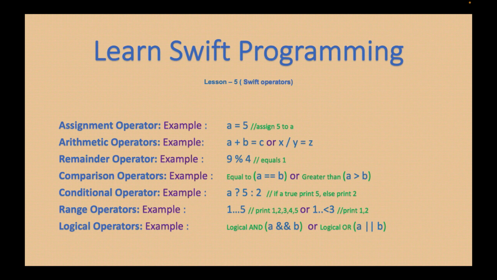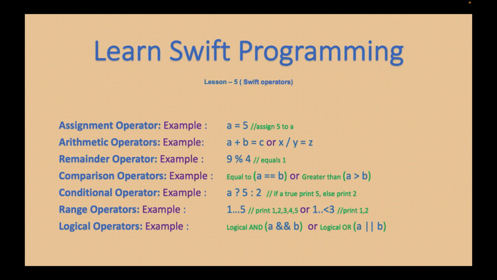Similarly, next is arithmetic operator. Arithmetic has functions like addition, subtraction, multiplication or divide. For example, if I say a plus b equal to c, it is using arithmetic operator, where I am adding a and b variables and storing the result into c. Or else I can go like x divided by y, and the result will be stored in z.